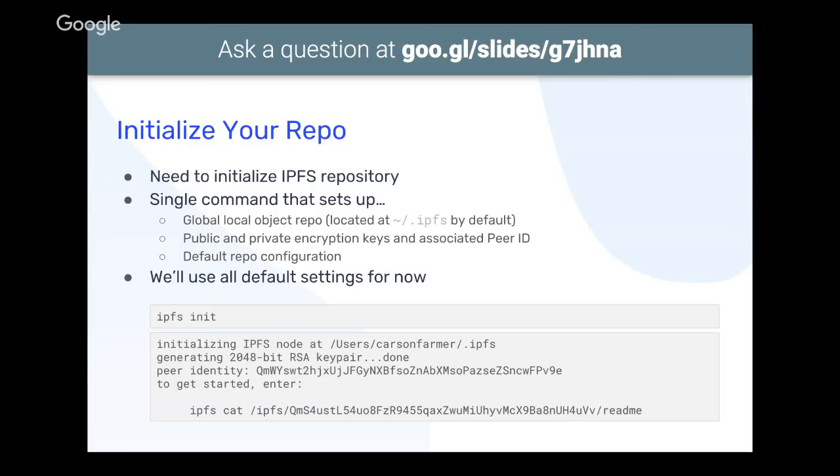So we're going to go ahead and use the default repository configuration. If you run ipfs init, you should get some output that looks a little bit like mine here. It'll generate that key pair, give you your peer identity, and then it says, to get started, you can enter ipfs cat, that file. That's just part of the default documentation that comes with IPFS when you install it. If you run that, you'll see something printed out to your screen.